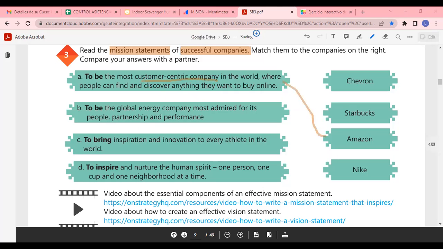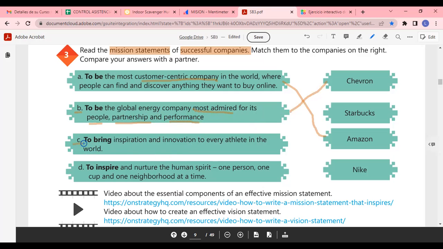Let's go next one. Carlos Roberto, letter B. Ayúdame a leer y dime la respuesta, please. To be the global energy company most admired for its people, partnership, and performance. And performance. Very good, mister. Which one is the company, mister? Chevron, Starbucks, or Nike? Which one do you think it is? Chevron? Yes, mister. Very good. The most admired for its people, partnership, and performance. Okay, very good.